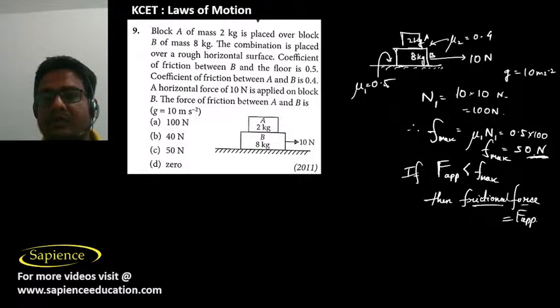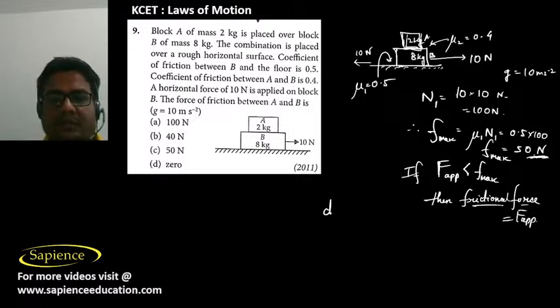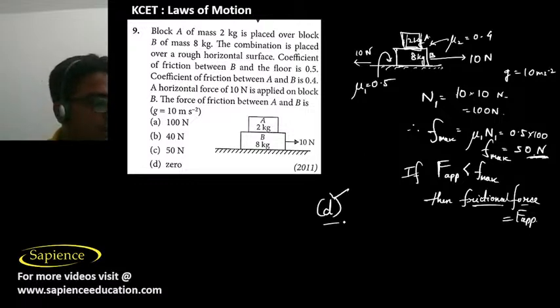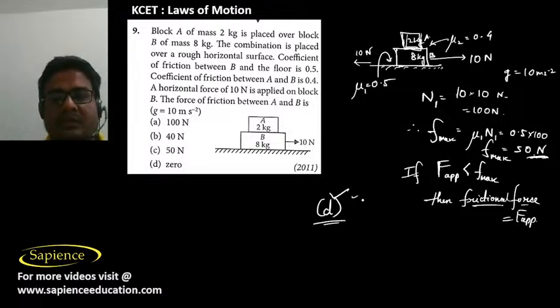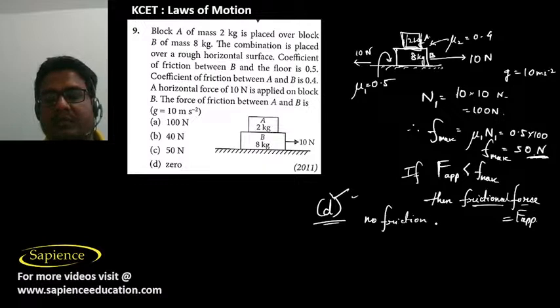So the frictional force between B and the ground will also be 10 Newton. It means the whole system will remain at rest only. And since the system remains at rest, no friction will act between the block A and the block B. It means option D is the answer, since no friction will act between A and B.